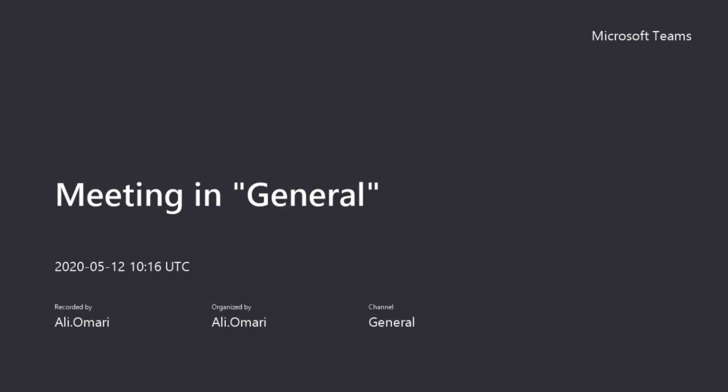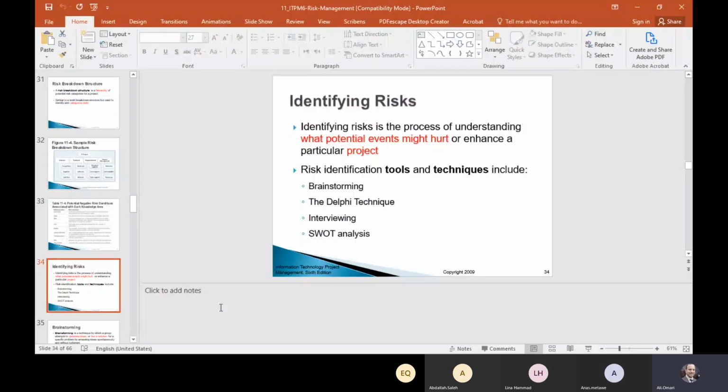So, what is the method of identifying risk throughout the project? Basically, identifying risk is a process to understand what are the potential things that might hurt the particular project.